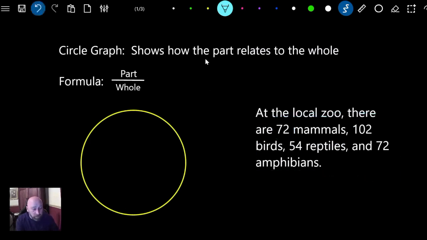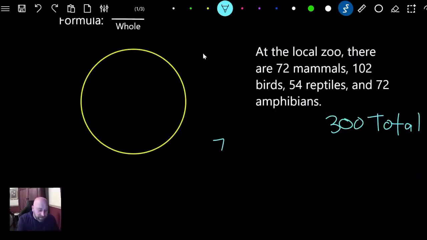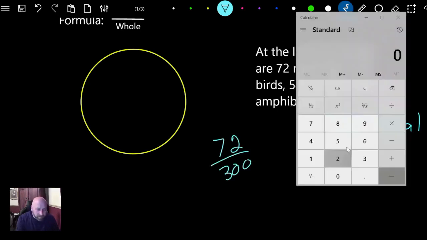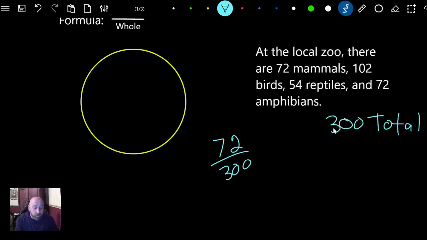Now, I'll save you a little bit of time right there. There are 300 total animals. That's the total, so every one of these is going to be part over whole. We'll start with the mammals, so we're going to take 72 over 300. And I'm going to cheat just a little bit here. I'm going to break out the calculator and we'll do 72 divided by 300 equals 0.24, or 24%. I'm going to write these over here. M for mammals, and that is going to be 24%.